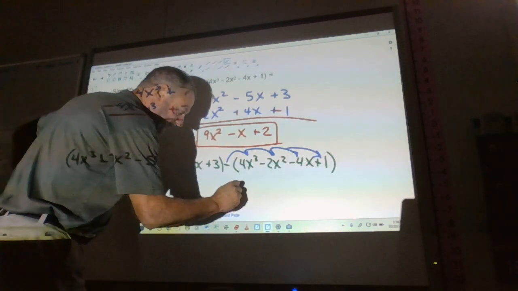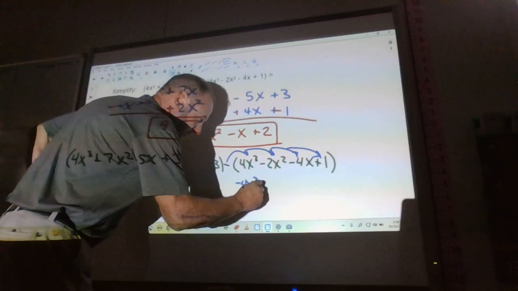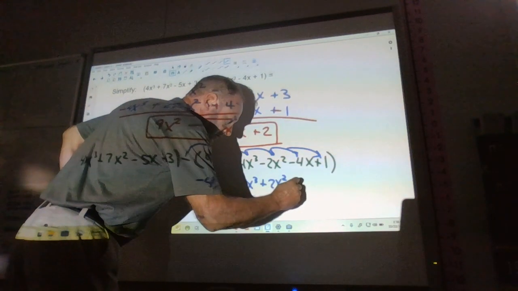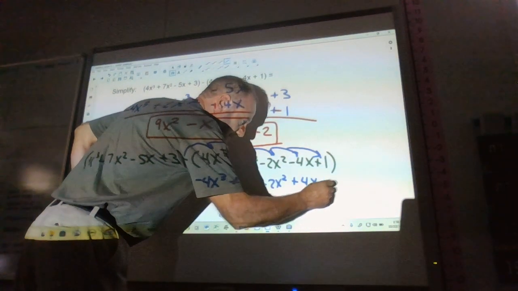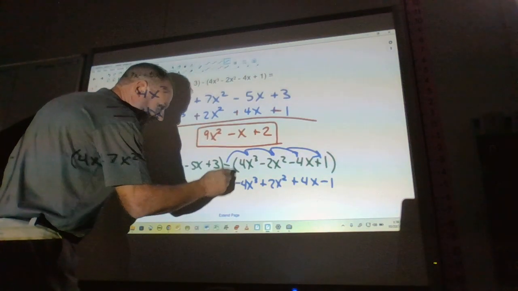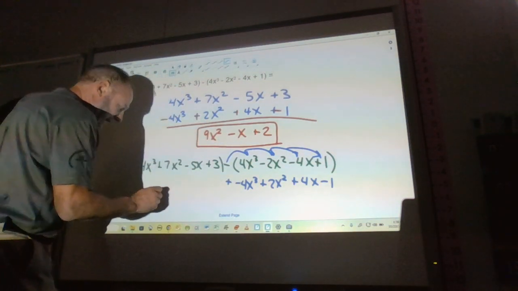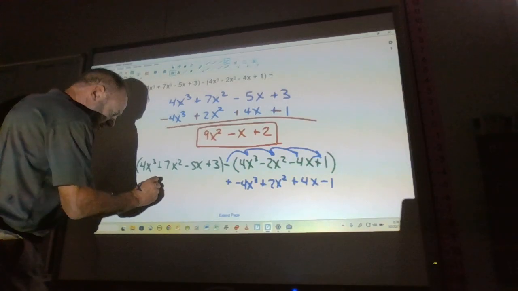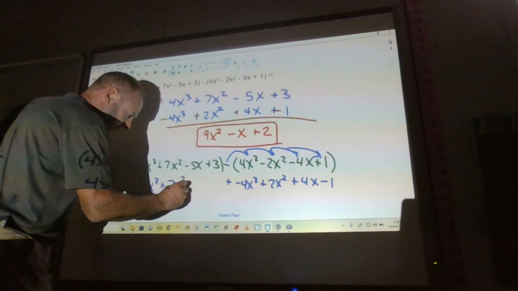So this is going to be negative 4x cubed plus 2x squared plus 4x minus 1. And then I don't need the parentheses anymore at this point. I'm going to go ahead and add that to this over here.